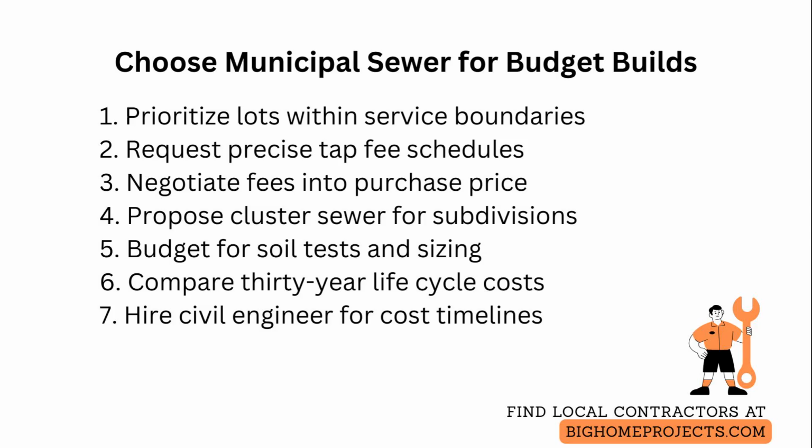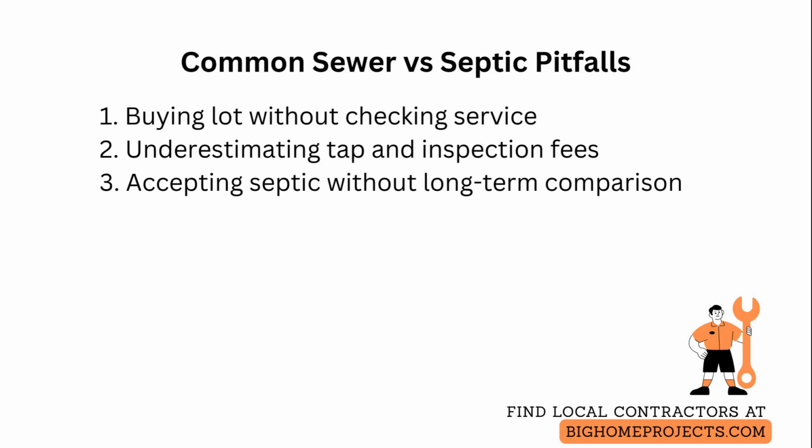Work with a civil engineer experienced in both sewer and septic design to quantify cost differences and permit timelines so you can make a data-driven choice without surprises. Common mistakes include picking a cheaper lot without checking service maps, then facing unexpected sewer extension costs, so always confirm sewer availability with the utility before making an offer.